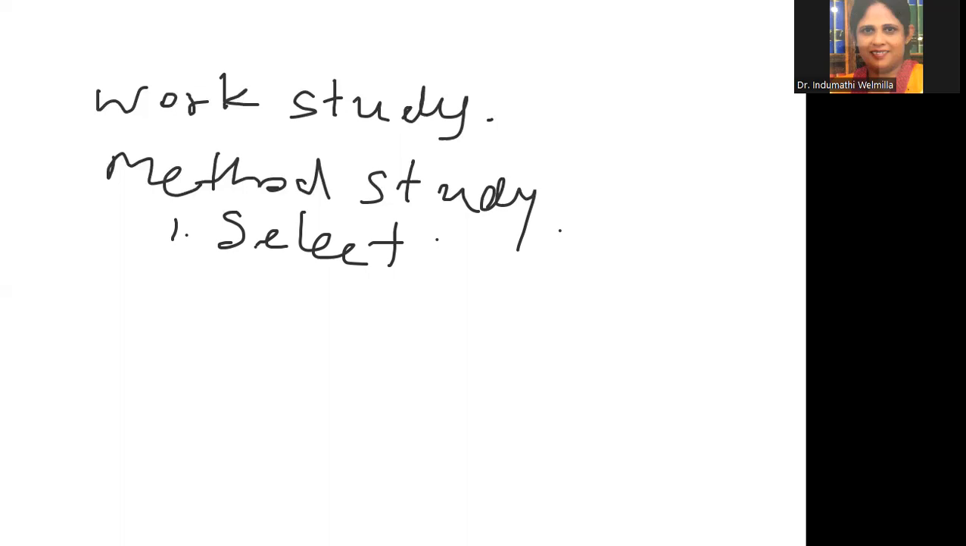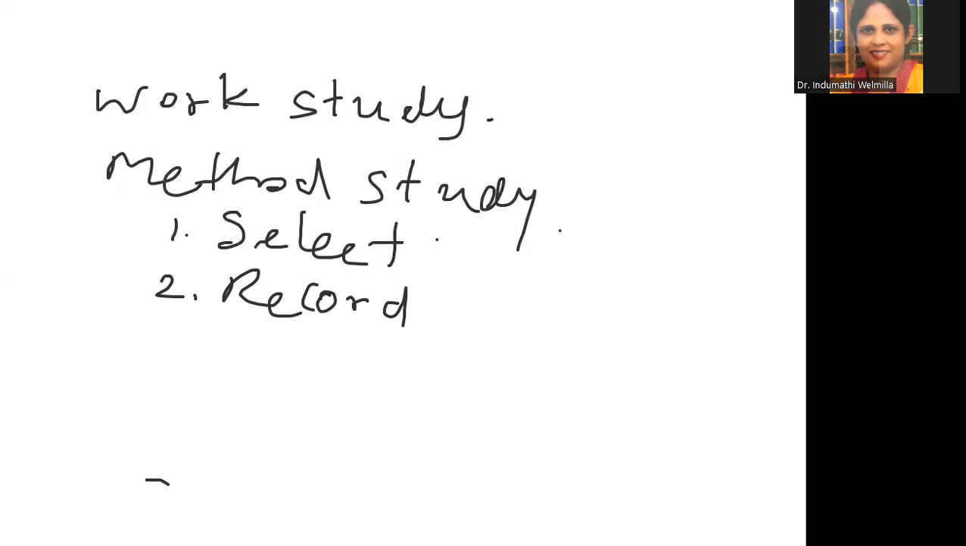The next step in the method study process is record, right? After selection of the task to be studied, the next step is to record. The second one is record: record all the facts by direct observation. Different methods for recording are available, and the analyst should select the most appropriate one.